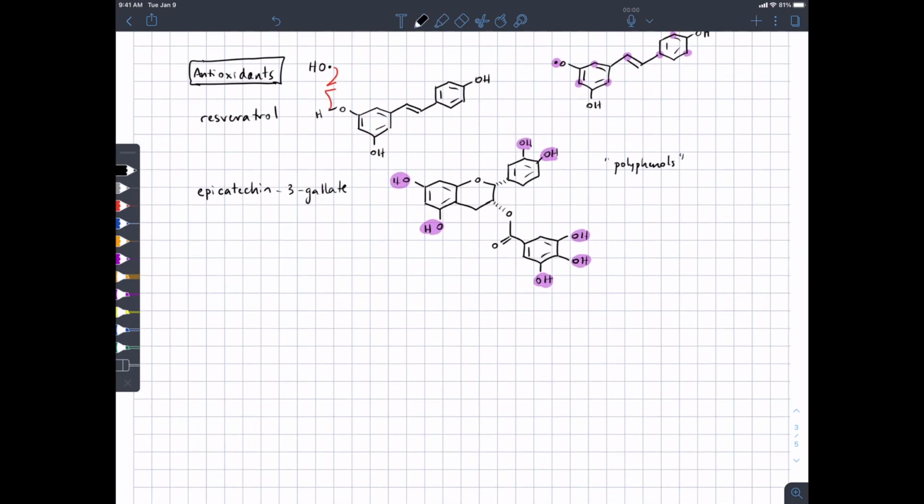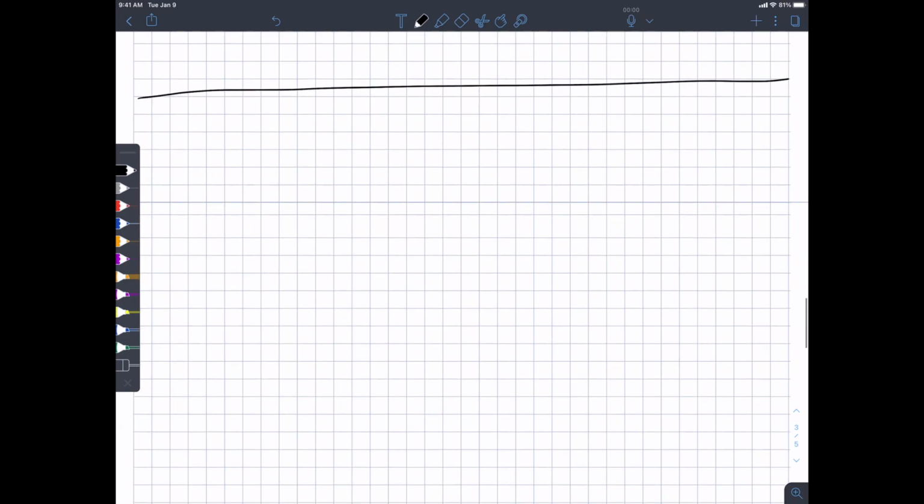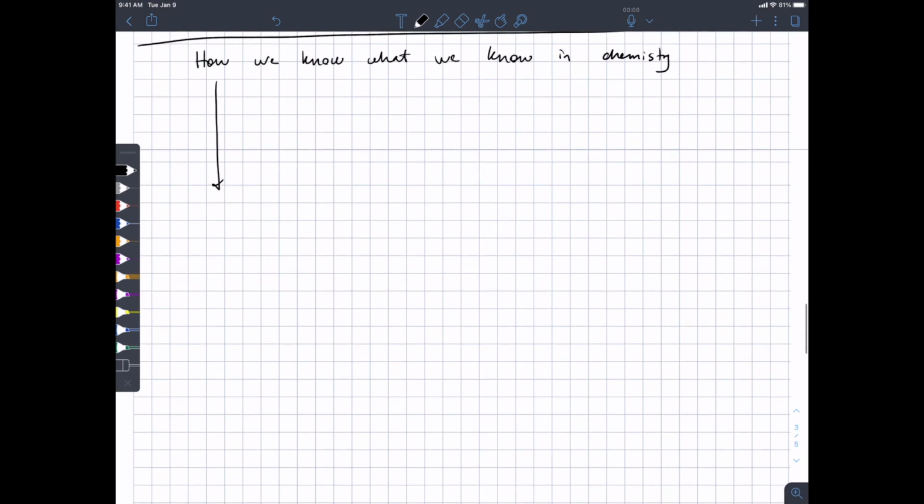All right, so we're going to talk next, and for the rest of the semester, about how we know what we know. And that could be an interesting lesson spiritually, but what I mean is how do we know what we know in chemistry? When we say we've done a reaction, how do we know we got this product and not that product? There are a few things we need to confirm that we've got the right product in organic chemistry. We need to confirm that the product has the right molecular formula.